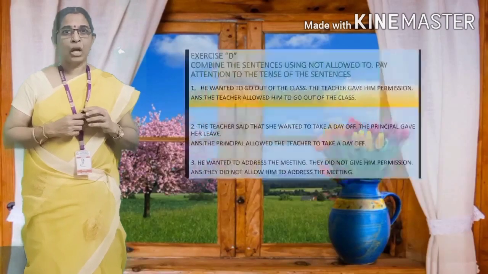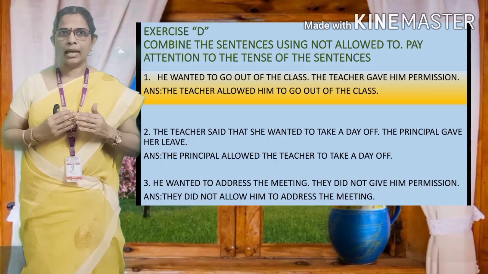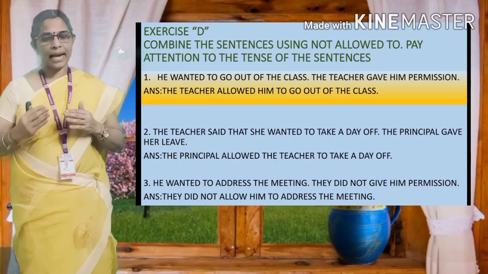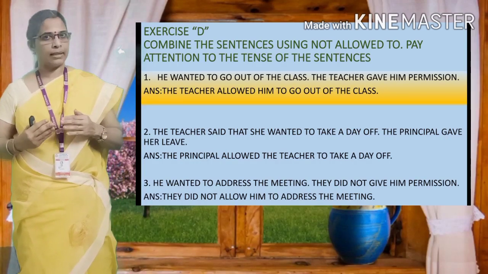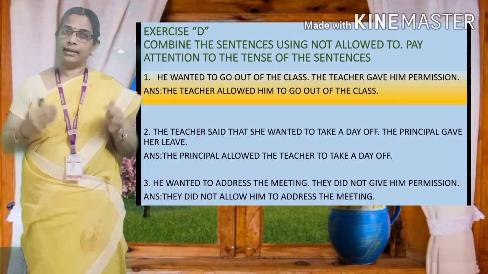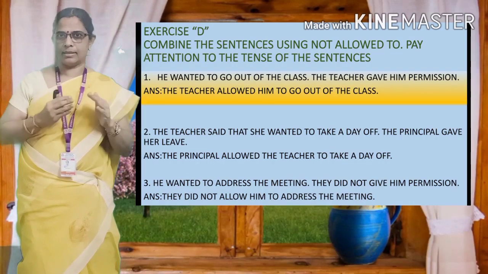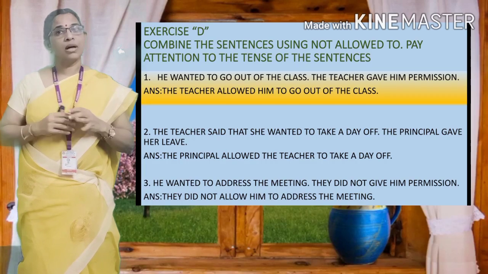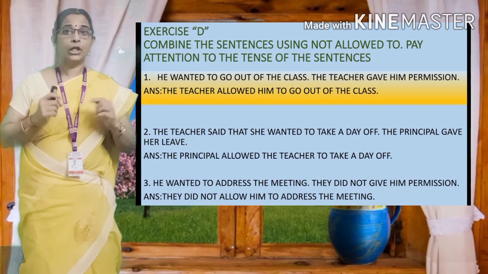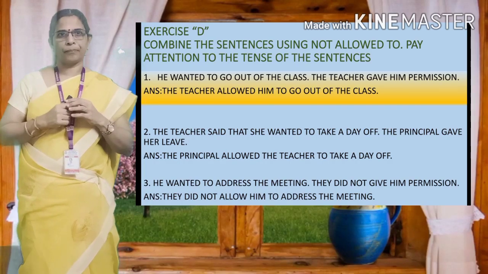Exercise D. Combine the sentences using not allowed to. Pay attention to the tense of the sentences. You should not change the tense. The tense should be written as such. Only you have to use the words allowed to, but it should be in the form of a sentence.